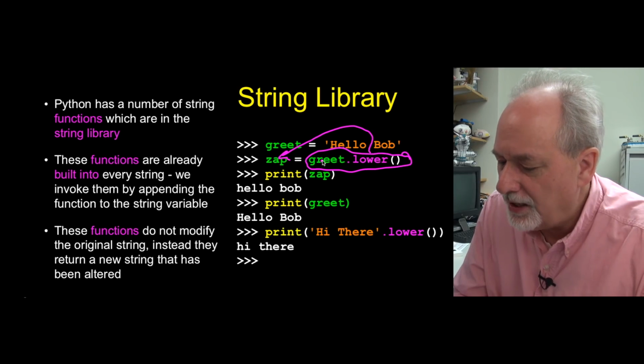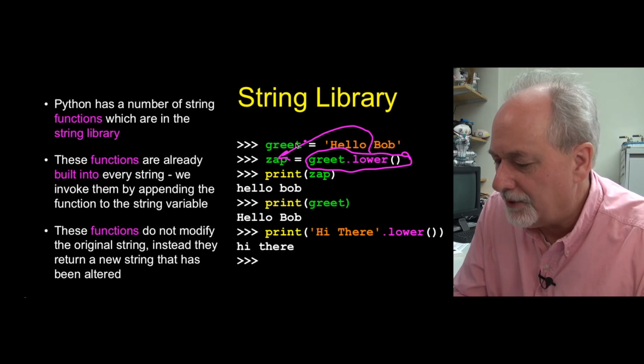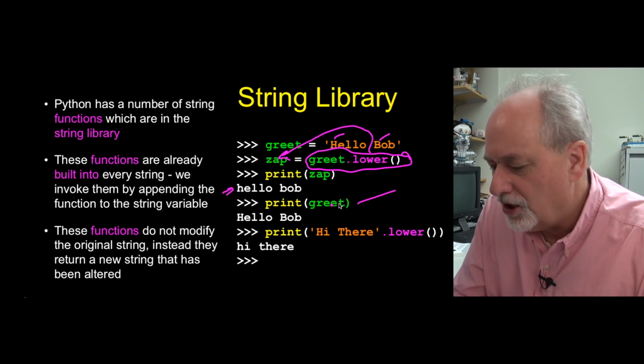Now it doesn't actually change greet, it gives me a lowercase copy. So here I have hello Bob with an H and a B uppercase, and what I get back in Zap is hello Bob all lowercase. And note that greet is unchanged. So hello Bob is still there.